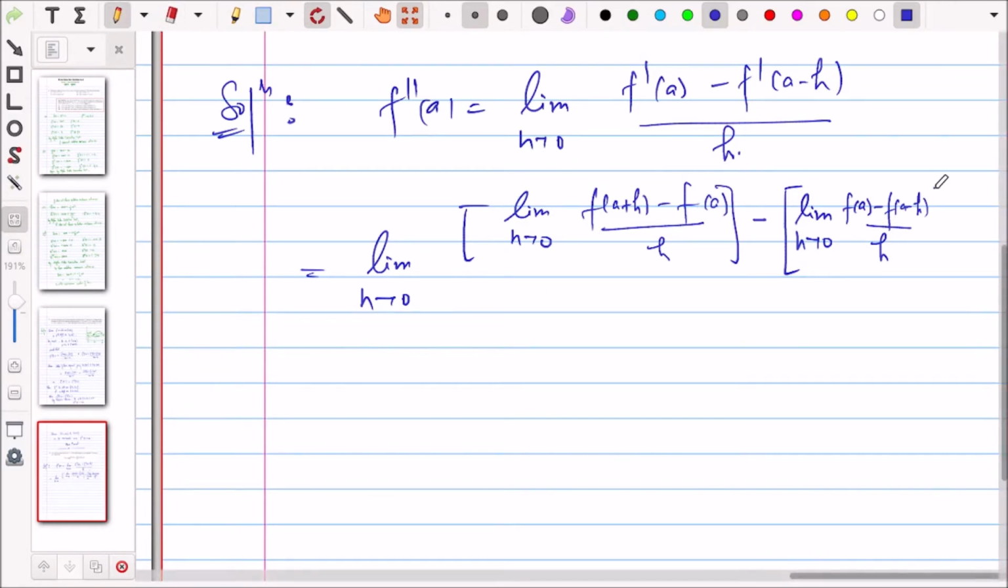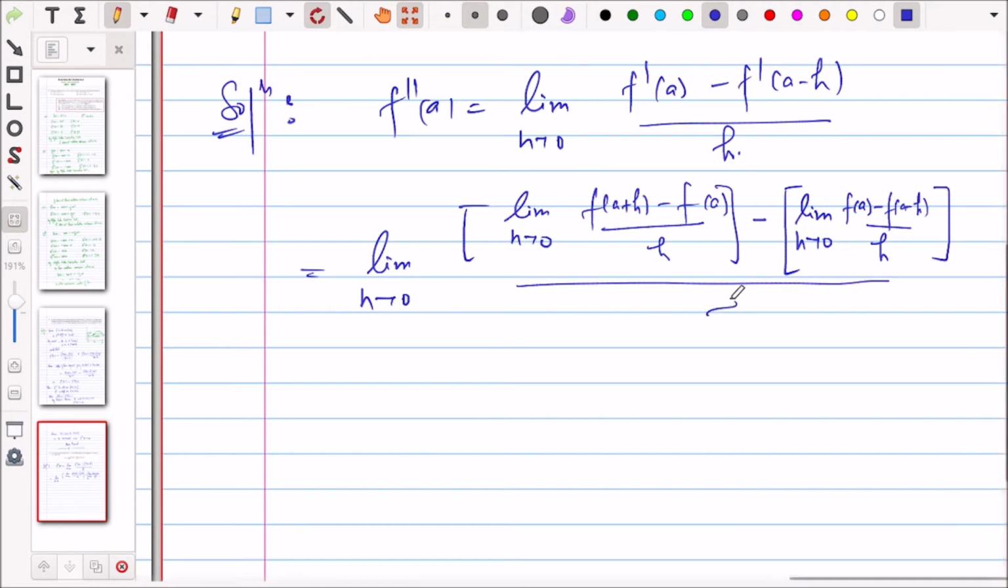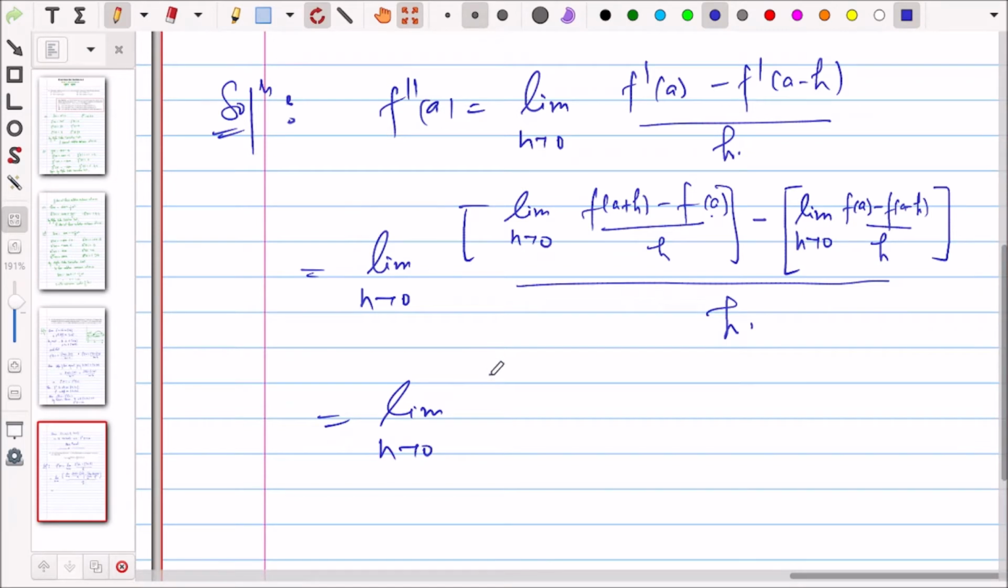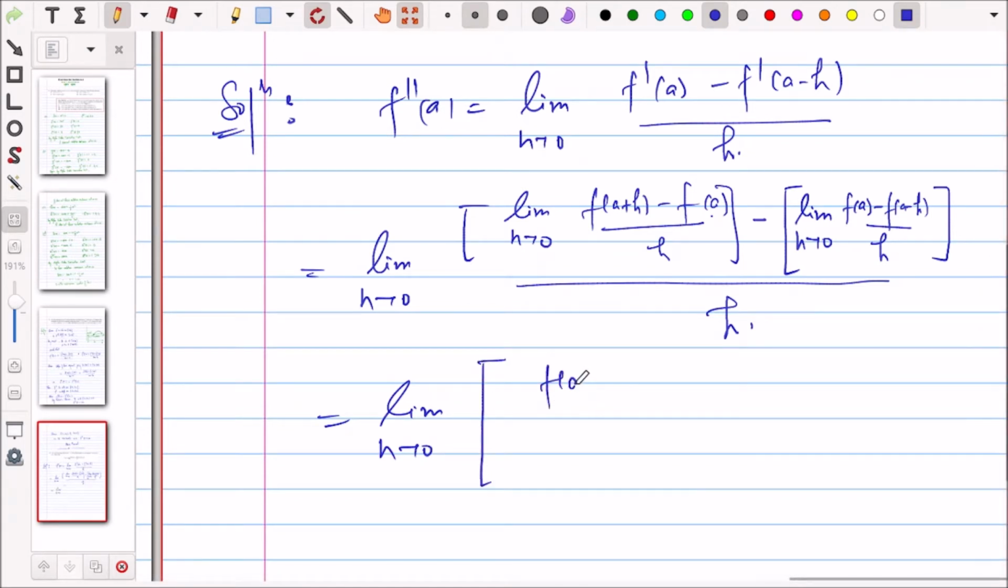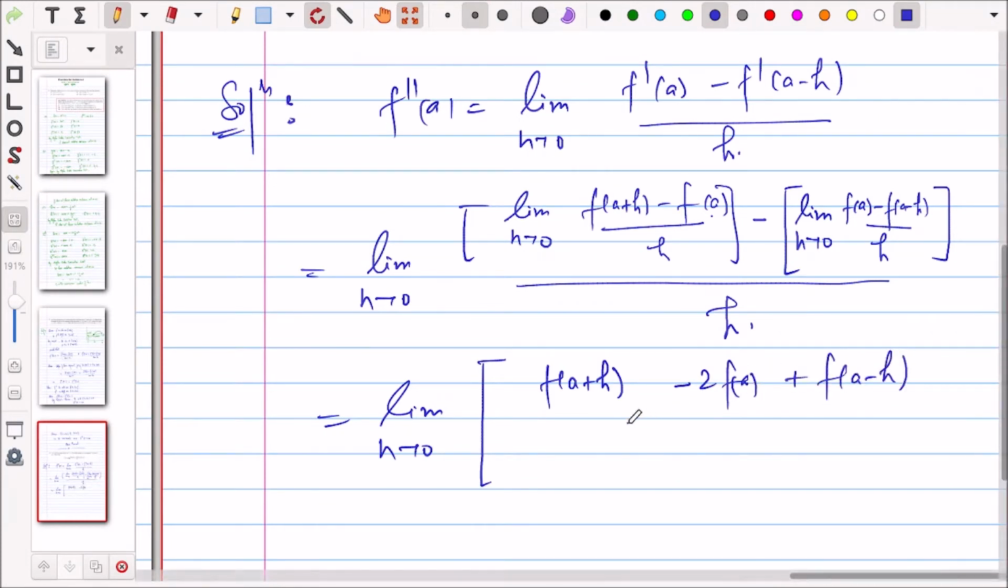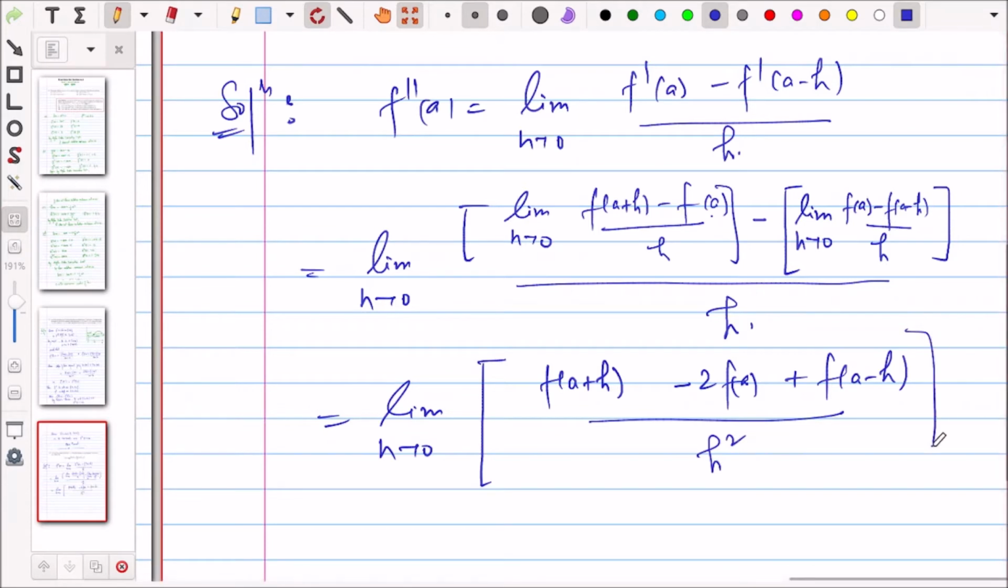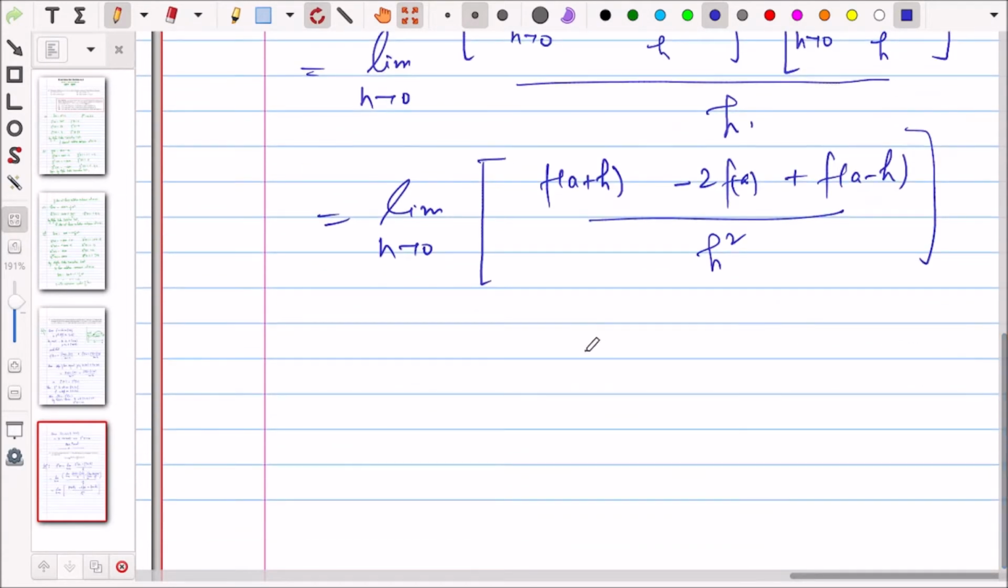So this is f of a minus h upon h. Now you can take the limit outside and just organize this, so f of a becomes 2f of a, and you get the desired formula: f of a plus h minus 2f of a plus f of a minus h upon h square. You can take this limit h tends to 0 outside and club it with this, because h is tending to 0 anyway. So we get the desired formula.